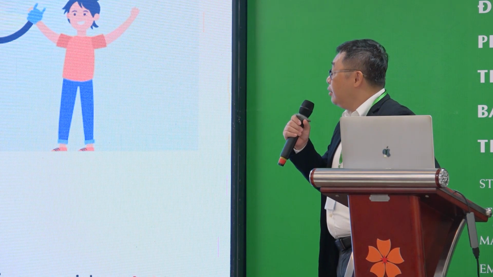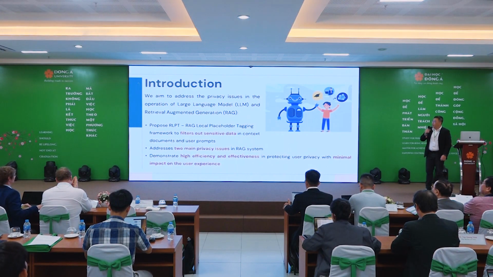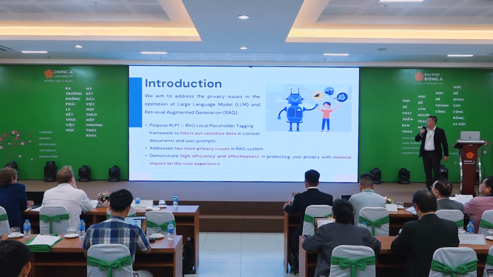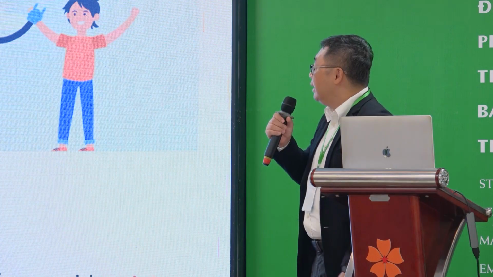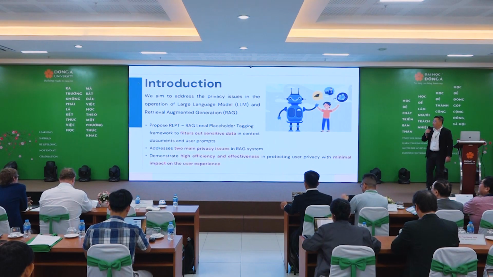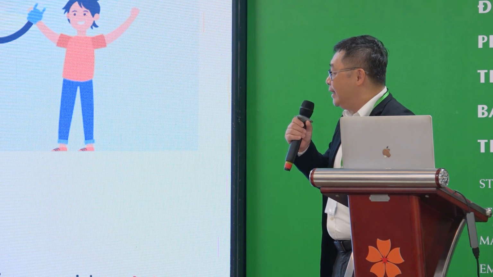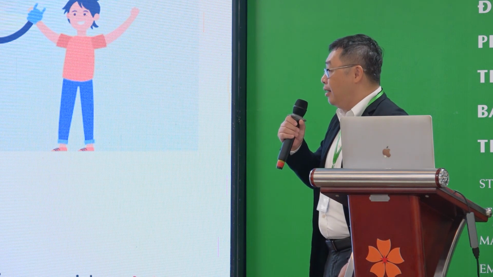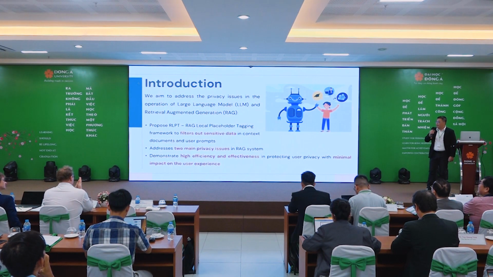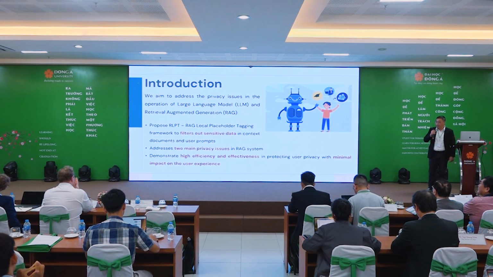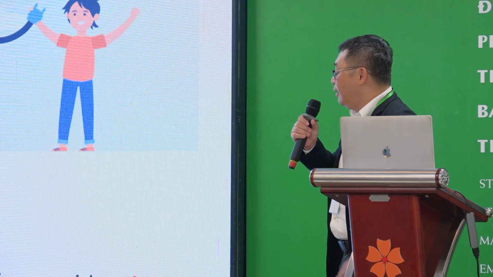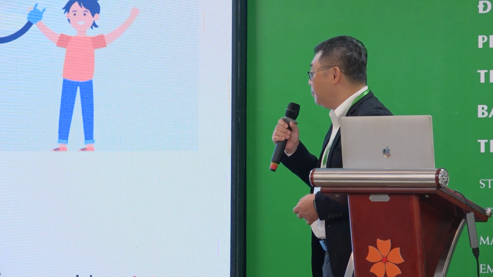So for the introduction, in our research, we aim to address the privacy issues in the operation of large language models, or LLM for short, and also in the Retrieval Augmented Generation system, or RAG system. We propose a framework named RLPT, RAG Local Placeholder Tagging. This framework will filter out some sensitive data in the context documents and in the user query and user form before sending the data to the third-party service provider.